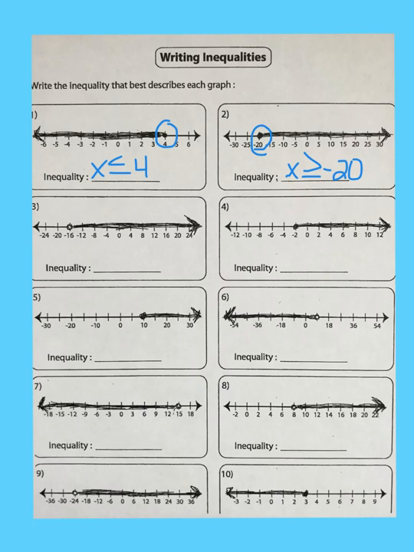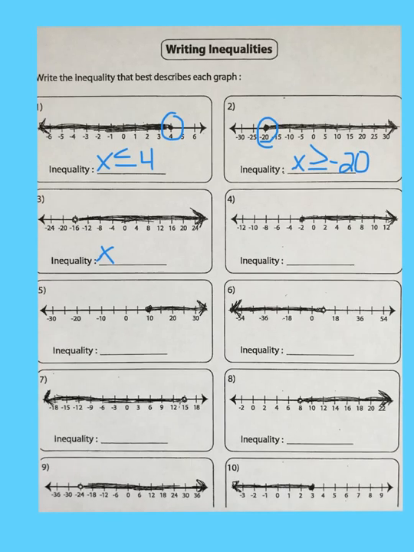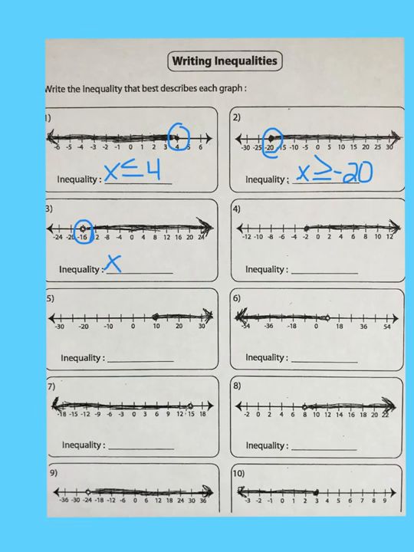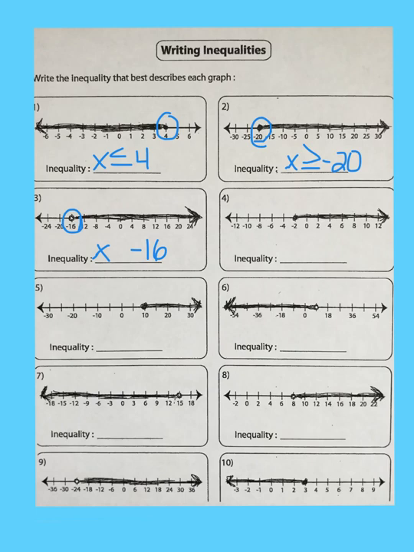So for number 3, I write my X. And this is an open dot, so this time we are not going to include the line underneath. And the number that we will be writing on is negative 16. So I'm going to write my negative 16 over here. And is negative 12 greater than negative 16? It is. So I put in the greater sign.